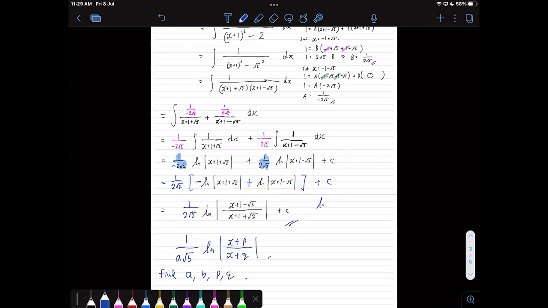If you recall, ln A minus ln B equals ln of A over B. Here it's just rewriting ln A minus ln B as negative ln B plus ln A. Right? Negative ln B plus ln A.